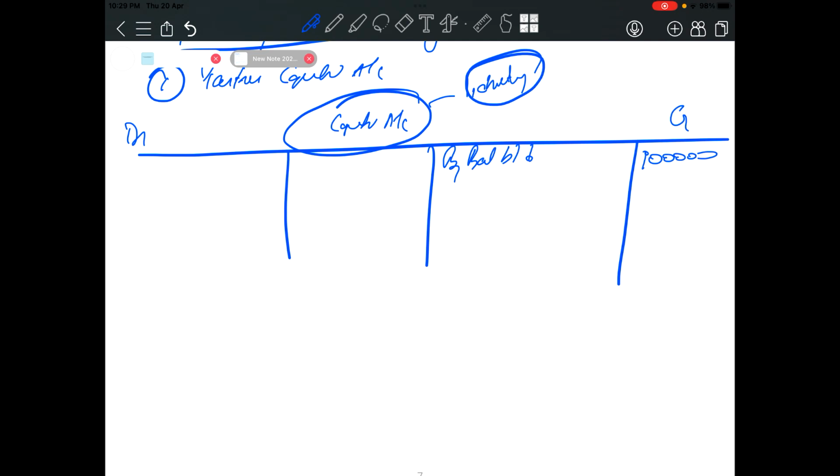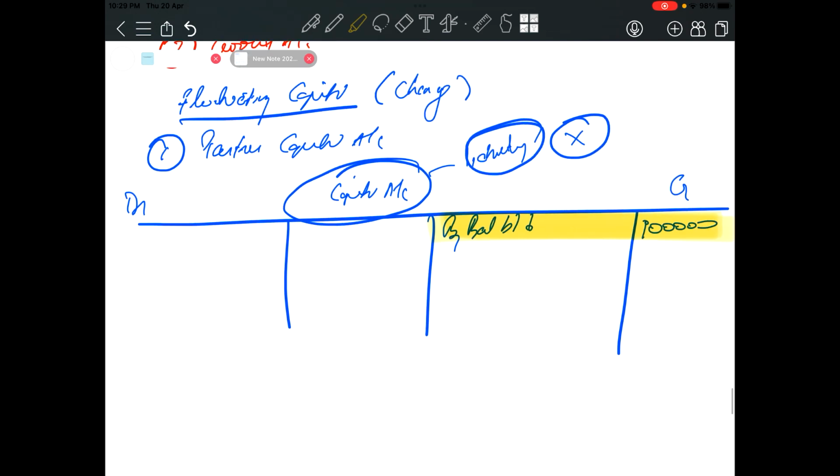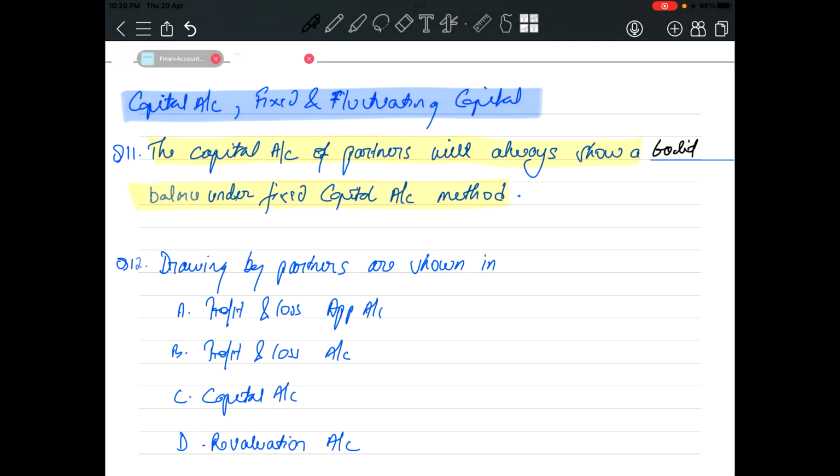once the partnership firm ceases to exist, once the business is discontinued, the business will be over, and the balance amount will be paid back to the partners. So the capital account, under fixed capital, will always have a credit balance. I hope this is clear. So the right answer is credit balance.